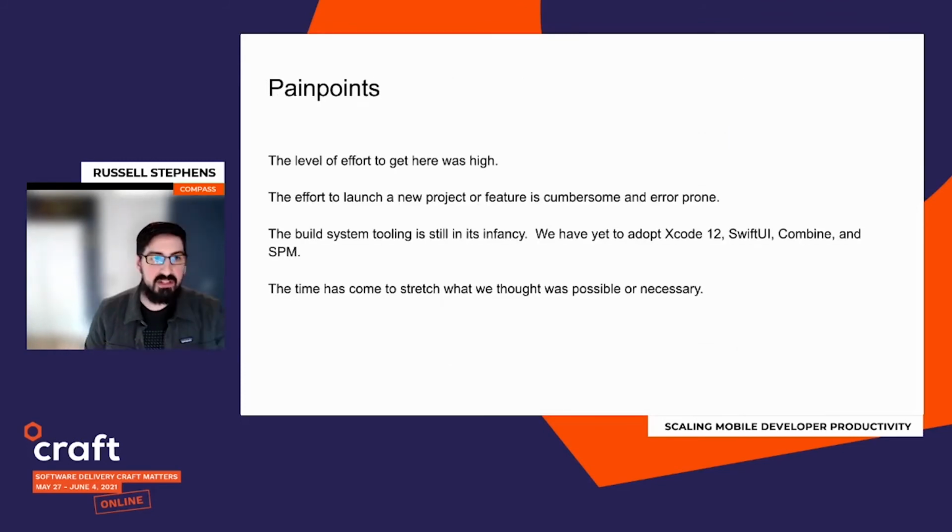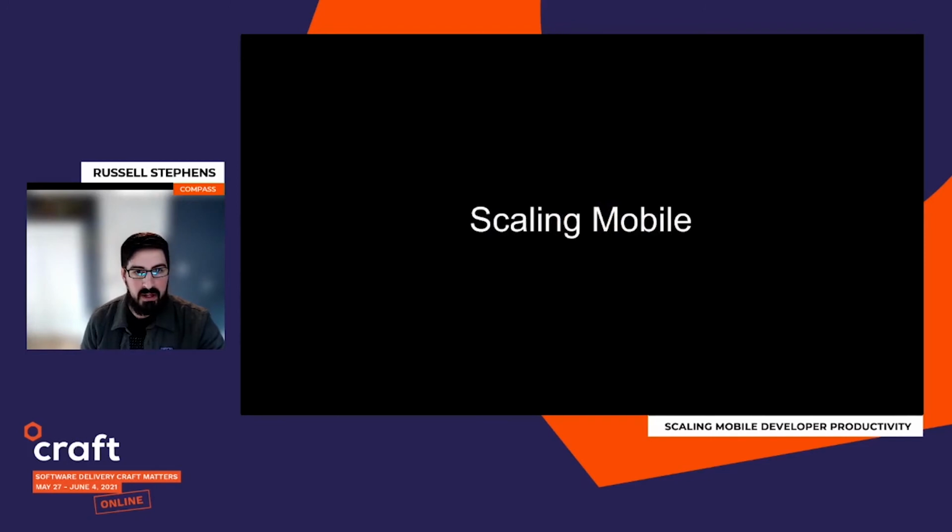Some of the pain points here are that, looking back, the level of effort to get here was super, super high. The effort to launch a new project or bootstrap a new feature is still high. And for us at Compass, the build system is still in its infancy. At this point in time when these slides were made, we hadn't adopted Xcode 12, SwiftUI, Combine, SPM, all things that we know from the Apple lens we do need to adopt. So the time has come to stretch what we thought was possible or necessary with mobile infrastructure. And this is where we start scaling the idea.